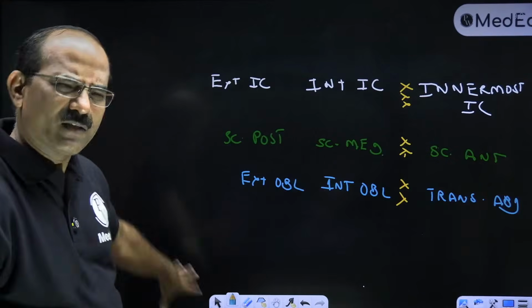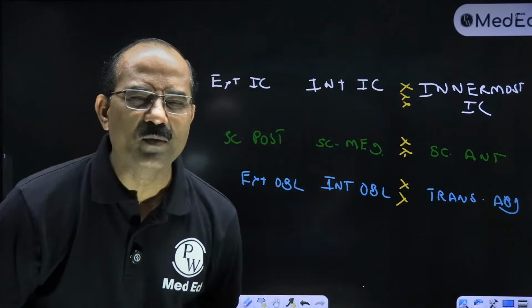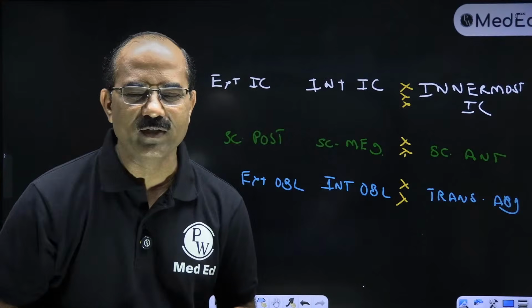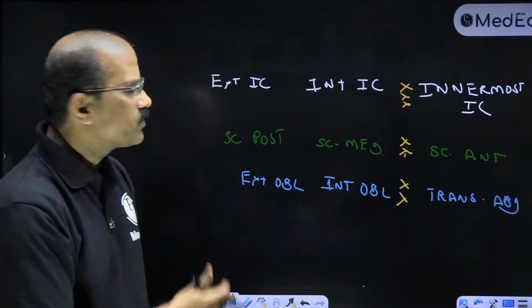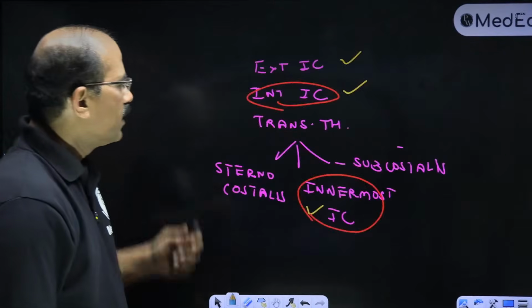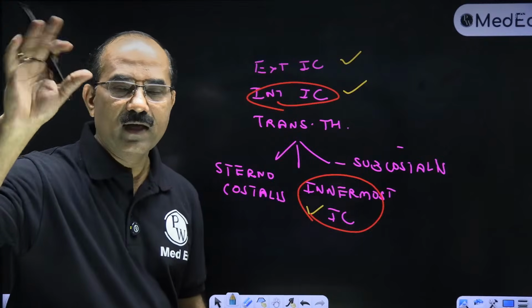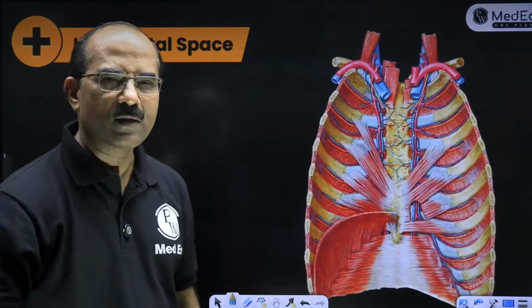So just remember this. This is an additional point I have told you. Fine. So that's about the intercostal muscles. You have to write their origin and insertion. Origin and insertion of intercostal muscles you have to write.